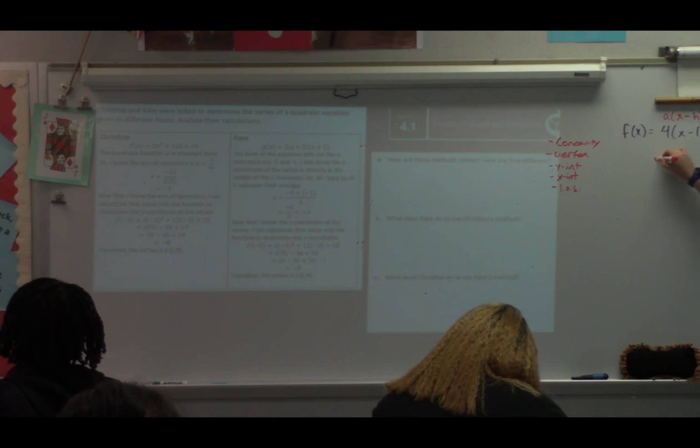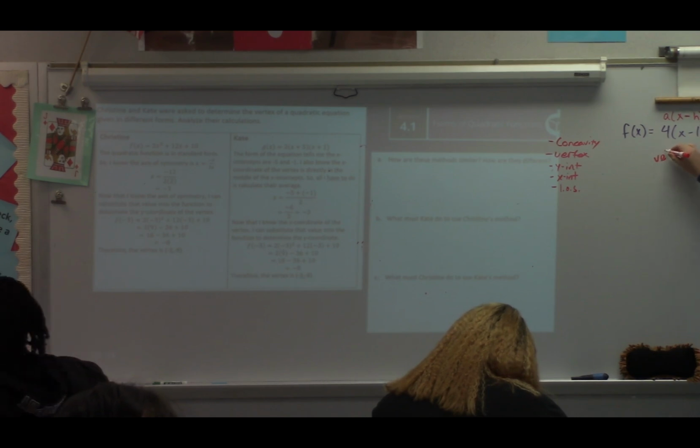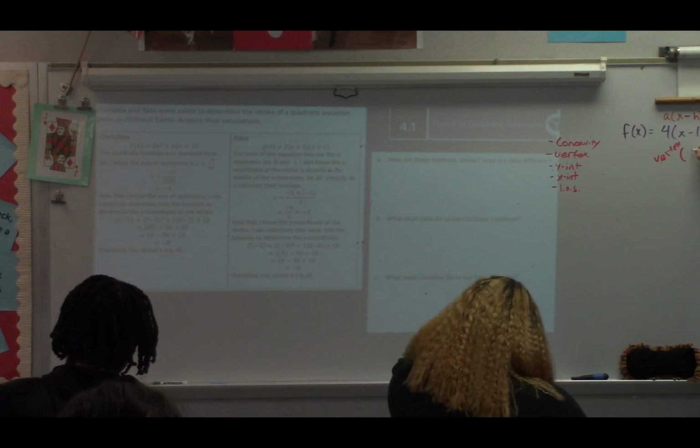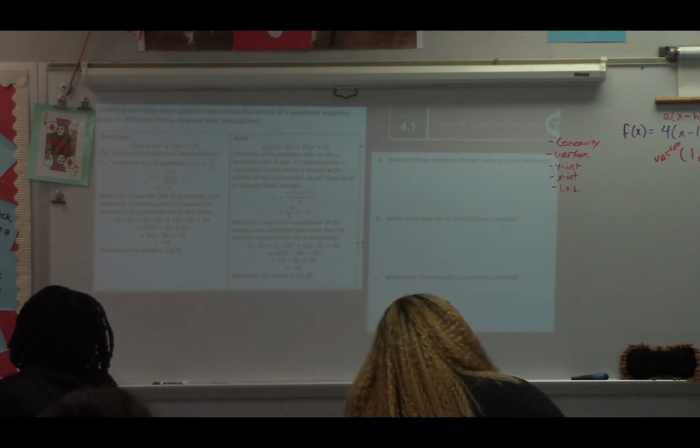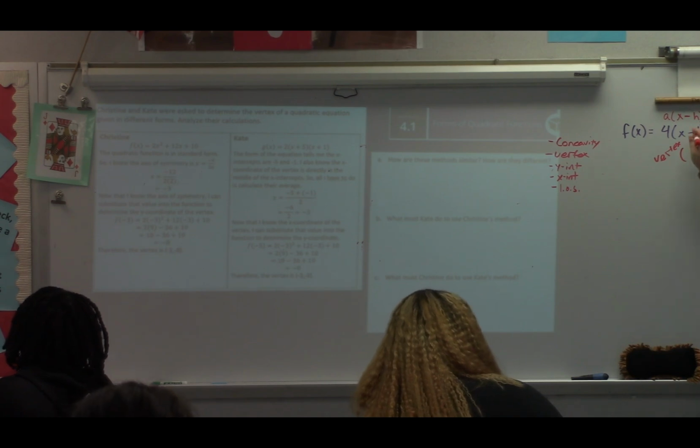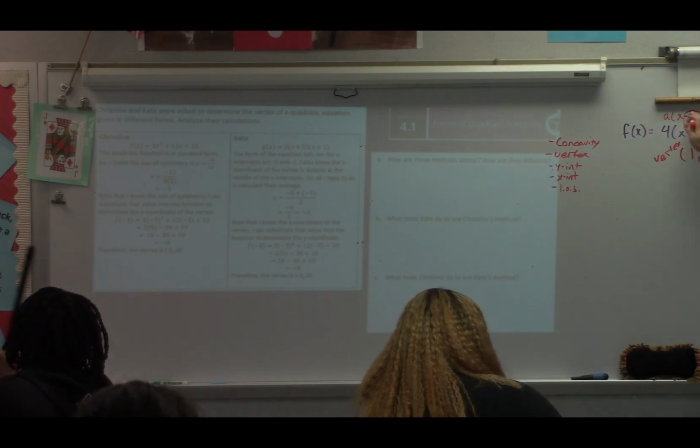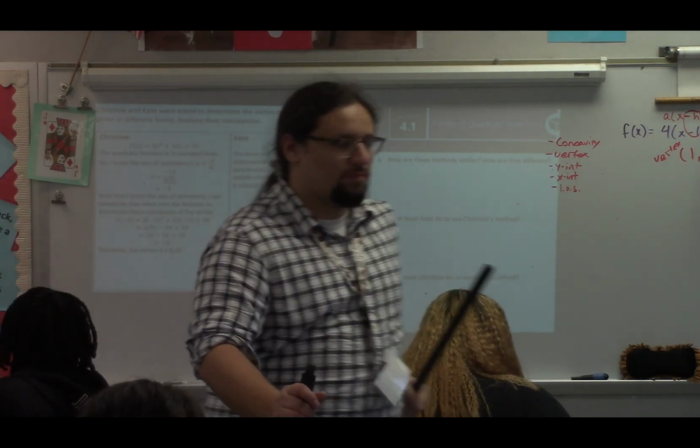Plus 1, so positive 1. That's the whole vertex? Positive 1 and positive 3. So remember, with the x minus h, I need the opposite. With the plus k, though, it is what it is.